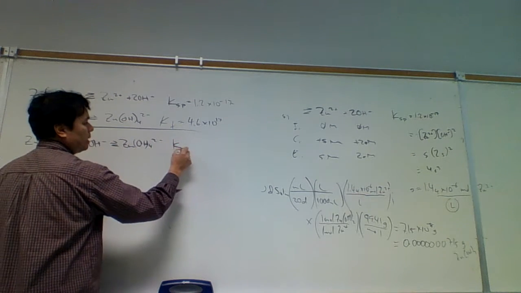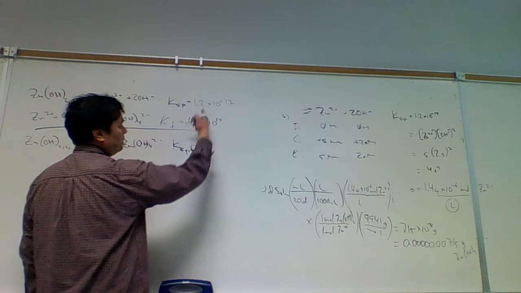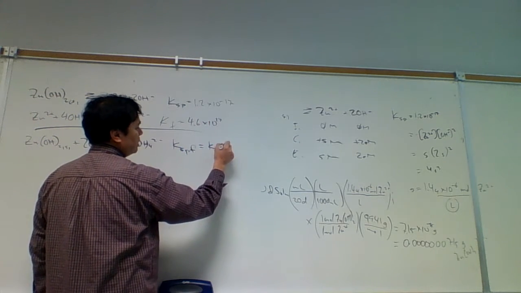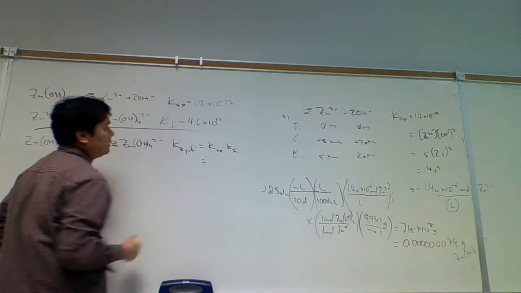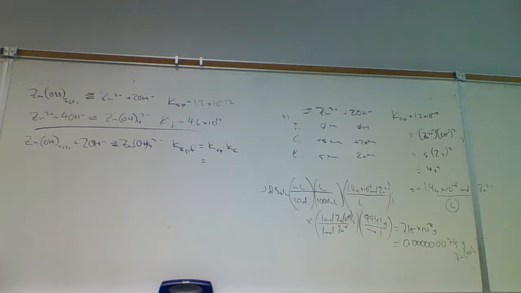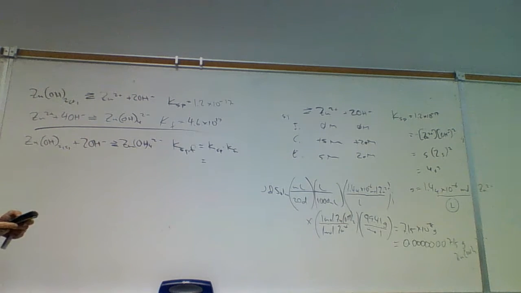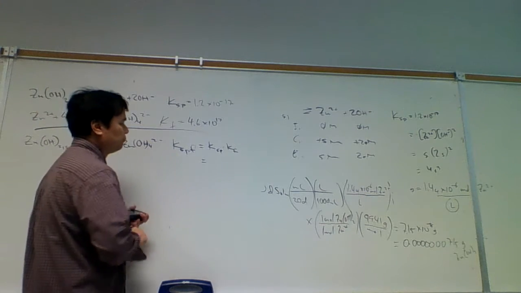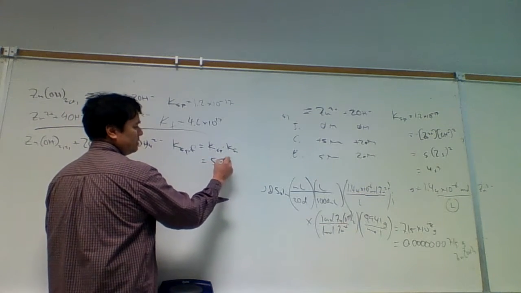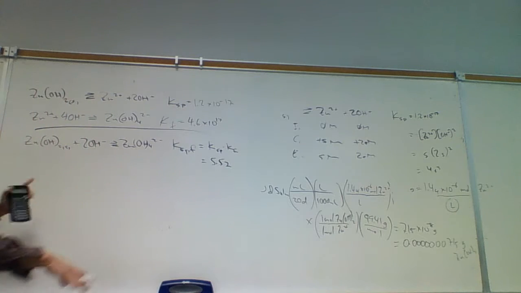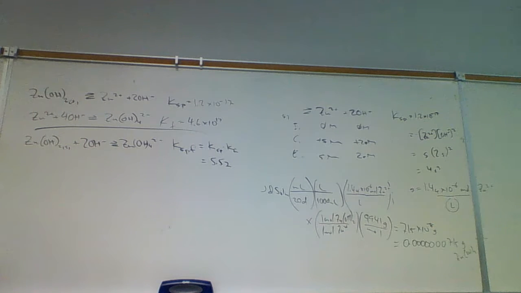So the combined will be Ksp,f, and that's going to be this times this, the Ksp times the Kf. Ksp times the Kf is going to give us what? So we got 1.2 times 10 to the minus 17 times 4.6 times 10 to the positive 17. 5.52. 5.52 is just kind of an even mix of reactant and product here.